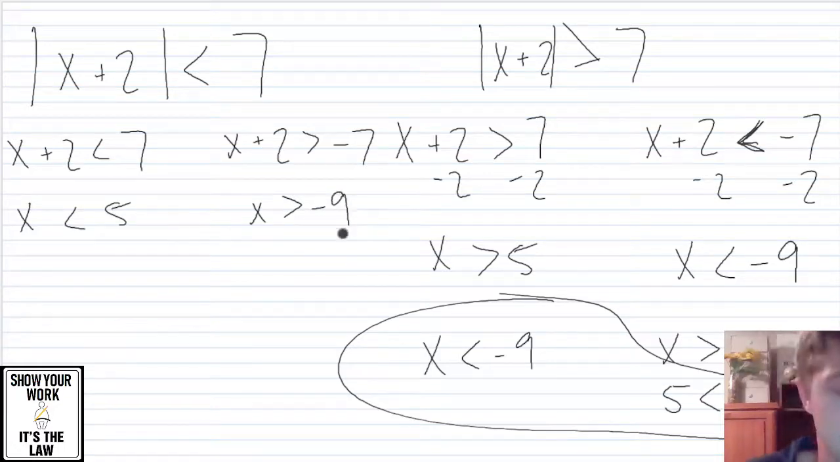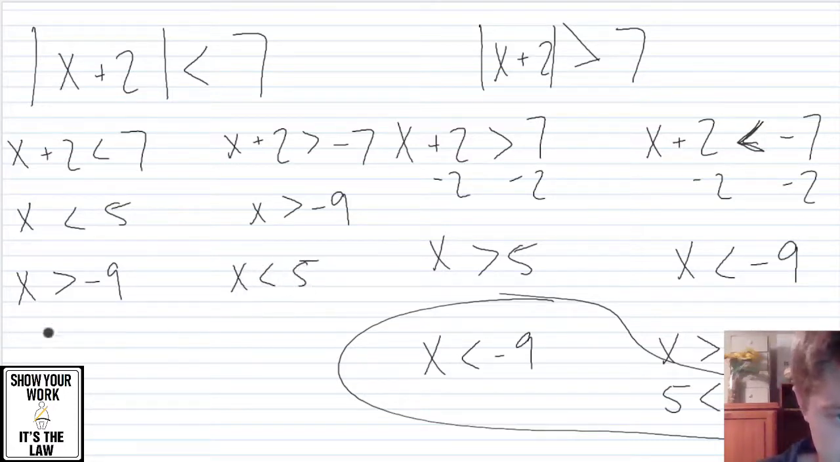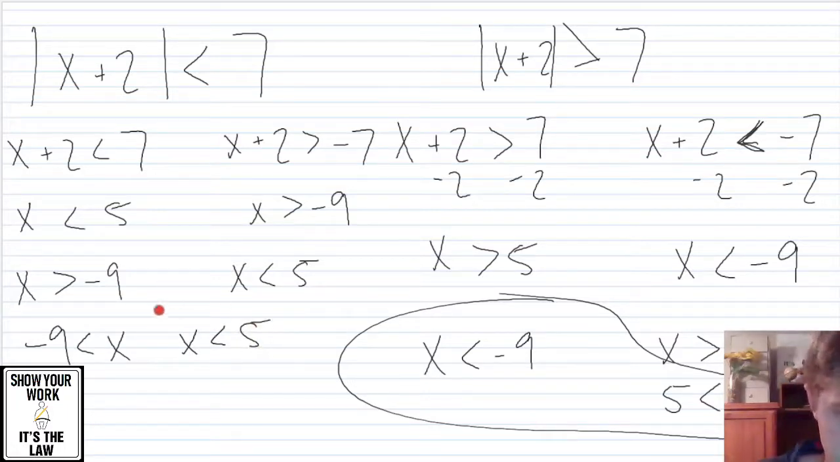So you may think it looks the exact same, but let's keep drawing it in the wrong order. So we got x is greater than negative 9, x is less than 5, and let's go ahead and just move it around a little bit. Negative 9 is less than x, x is less than 5, and if we look at these, these are nice because we can actually turn these into one phrase.